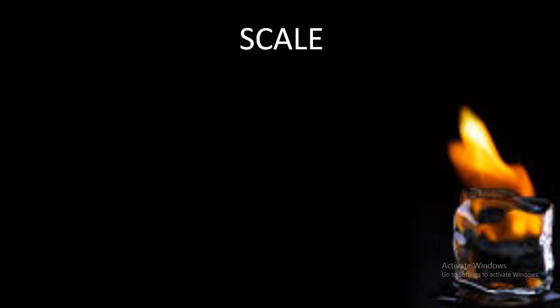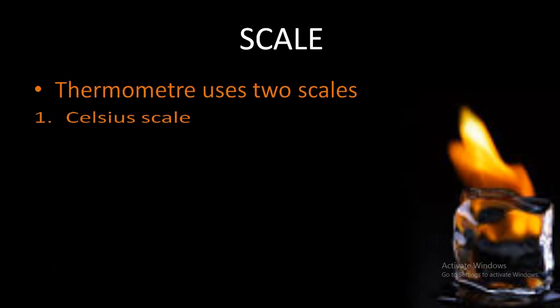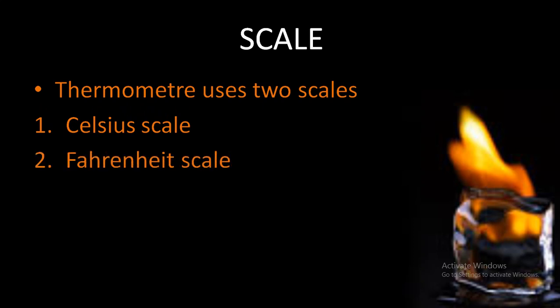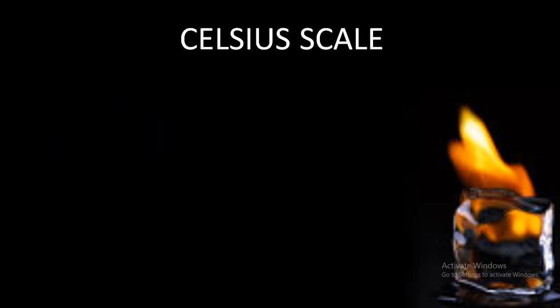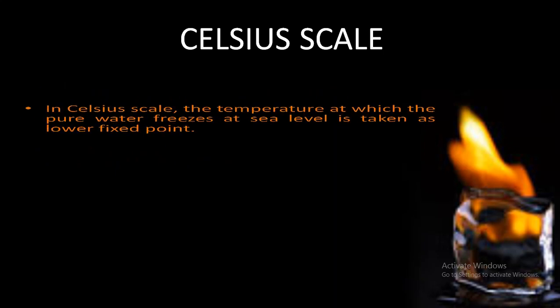Moving to the next, about the thermometer. A thermometer has two scales. Mostly we prefer the first one, the Celsius scale, and the second one, the Fahrenheit scale. Let's go for the first, that is the Celsius scale. So we're going to learn the Celsius scale in detail. Firstly, Anders Celsius, a scientist, invented this scale. That's why we named this scale after his surname, the Celsius scale.